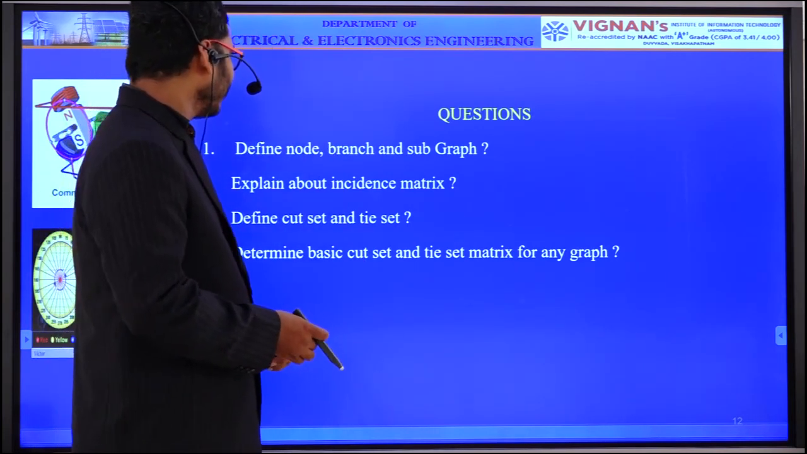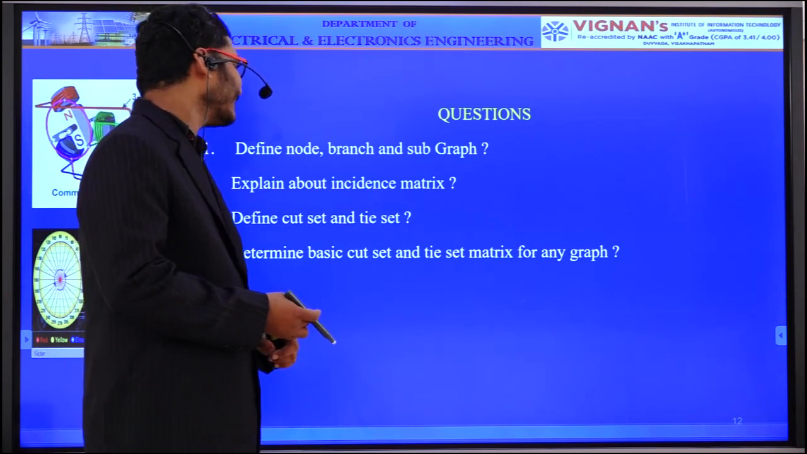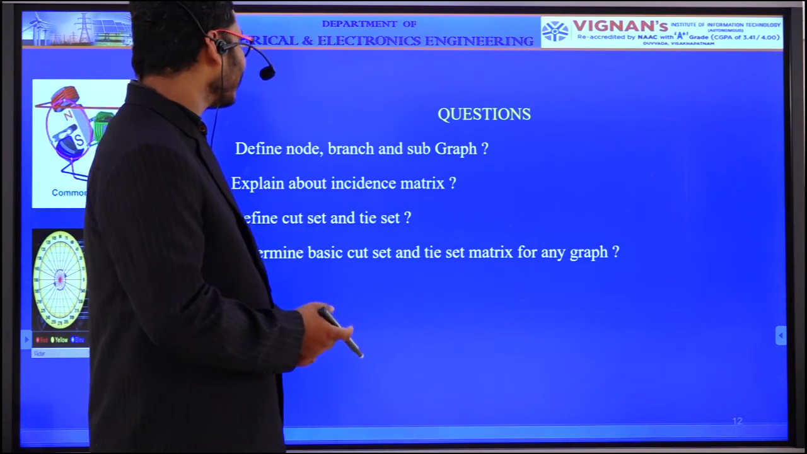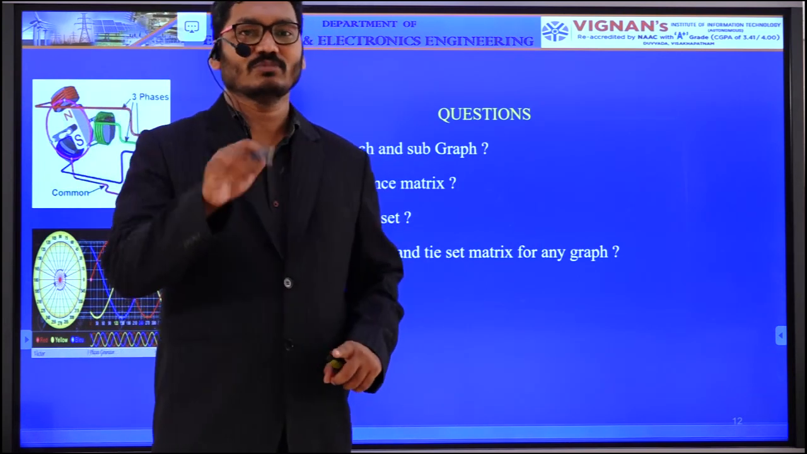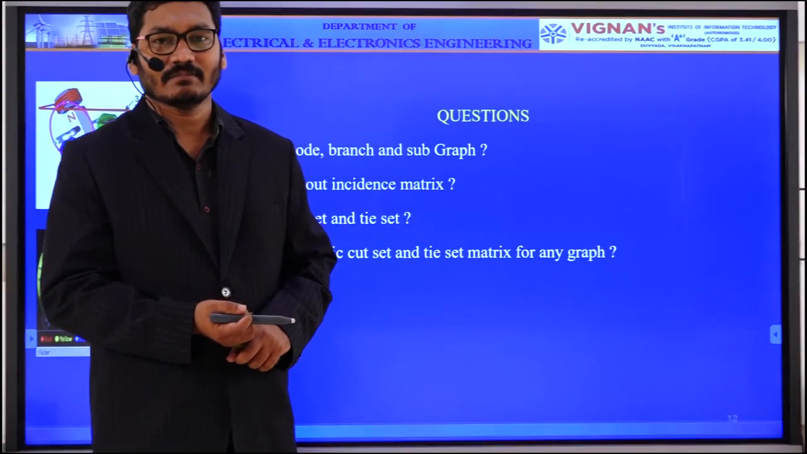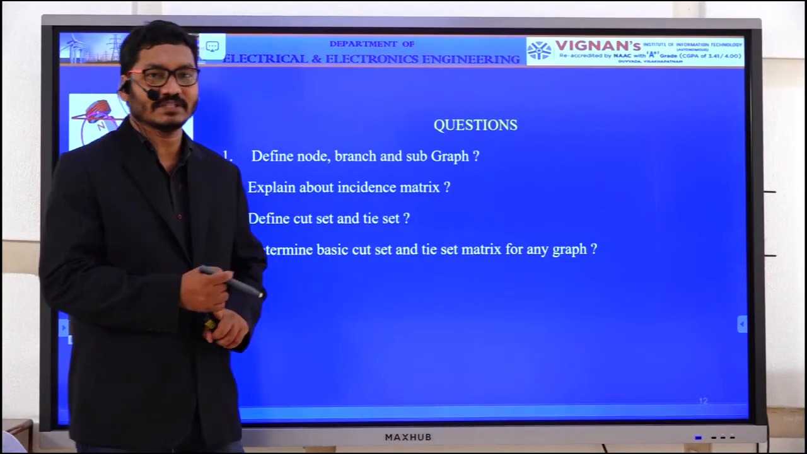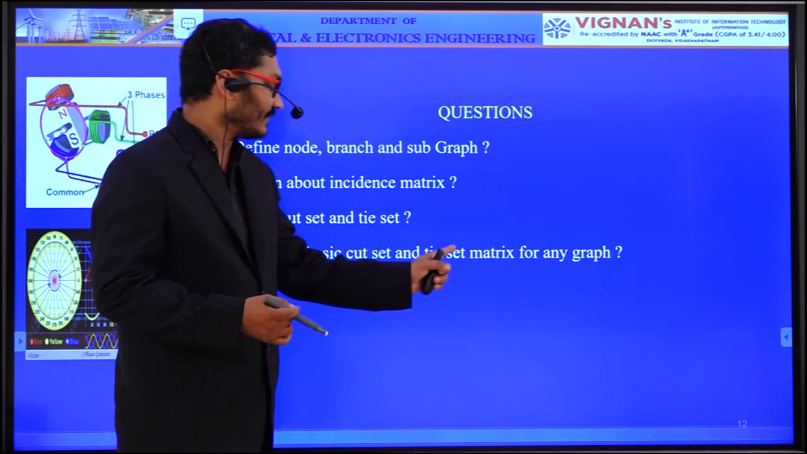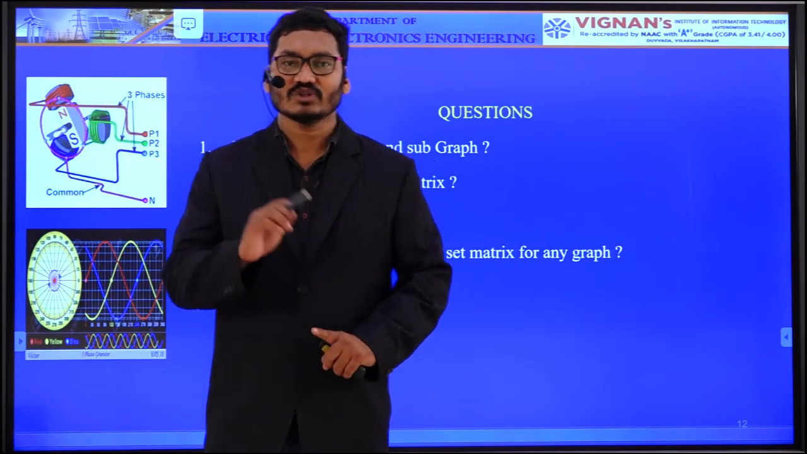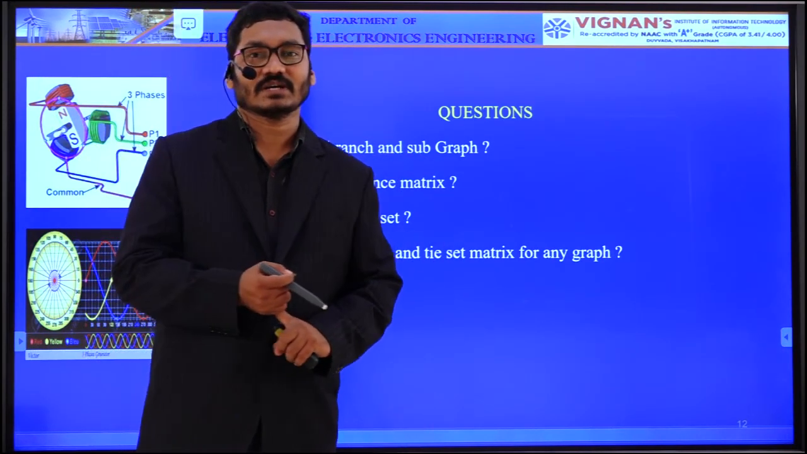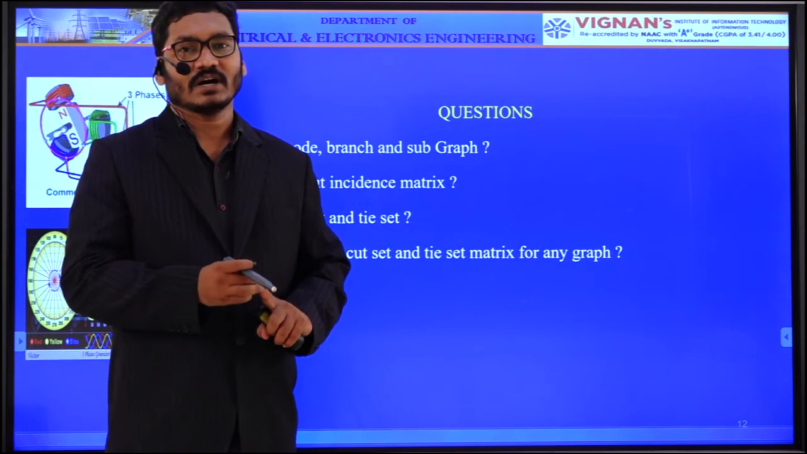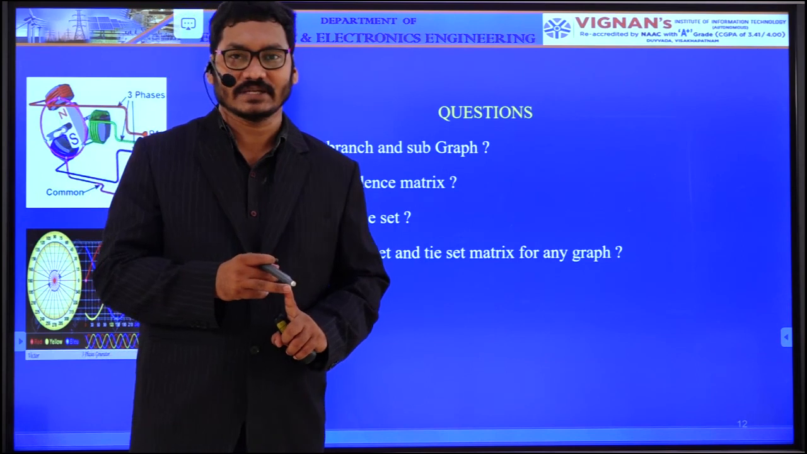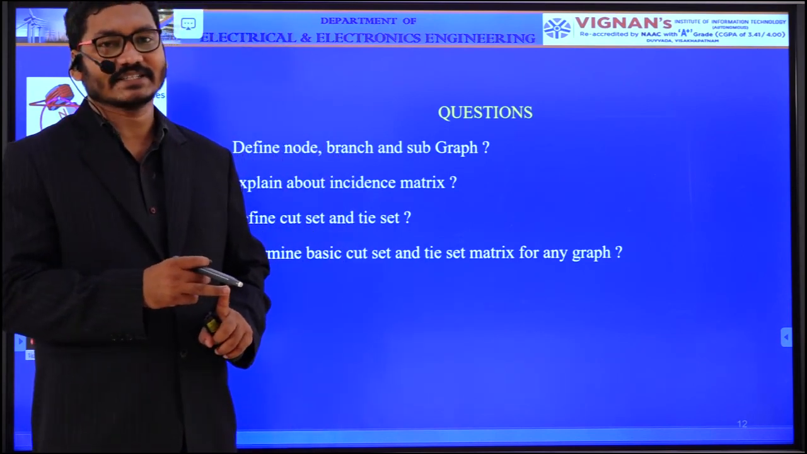Next, determine the basic cut set and tie set matrix for any graph. For a basic cut set, removing different branches is cutting, but only one tree branch should be there, and the remaining branches should be co-tree branches. For a tie set in a closed path, all branches should be tree branches and only one branch should be a co-tree branch; then only do we call it the basic tie set matrix.